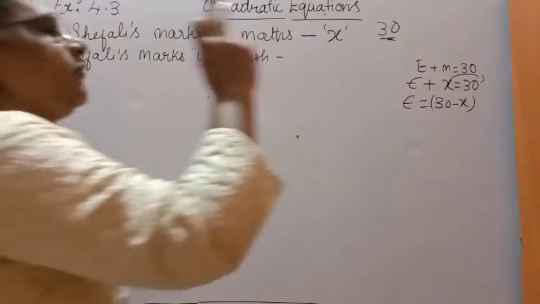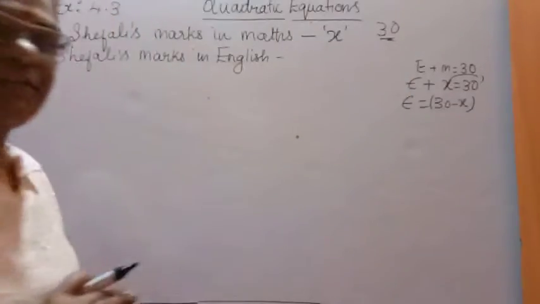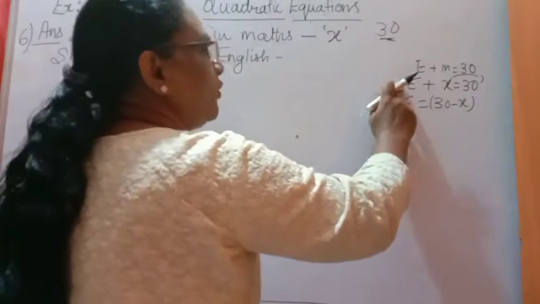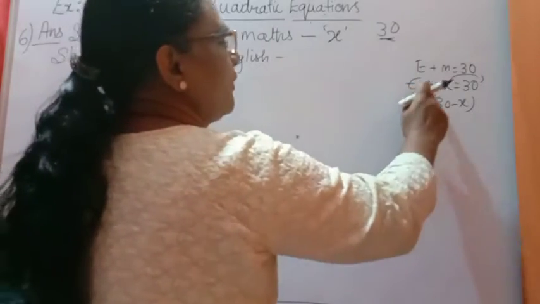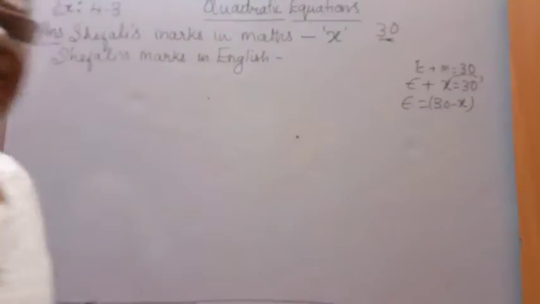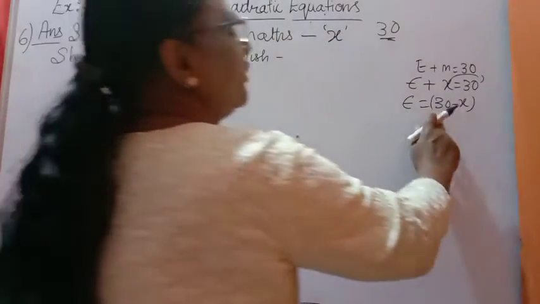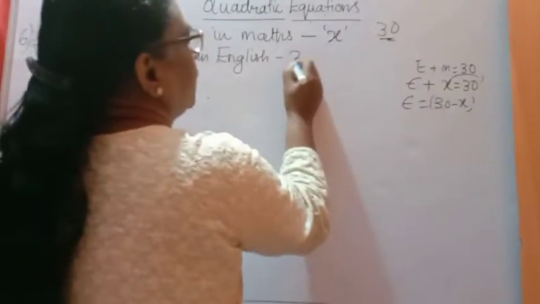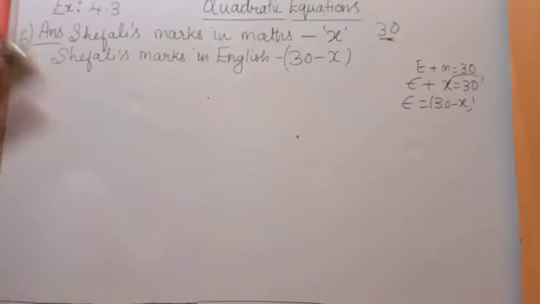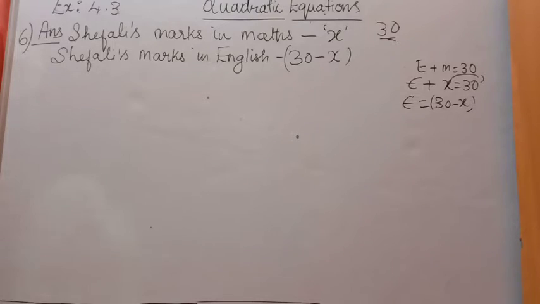Understand? So mathematics I have kept as X. You know that English plus maths is 30. English we don't know, we will find out now. English plus maths X is equal to 30. Shift the X mark, the mathematics marks, subtract from the total, and you will get the English mark. So English mark will be total minus whatever she has scored in maths. If you subtract, the remaining all will be English.